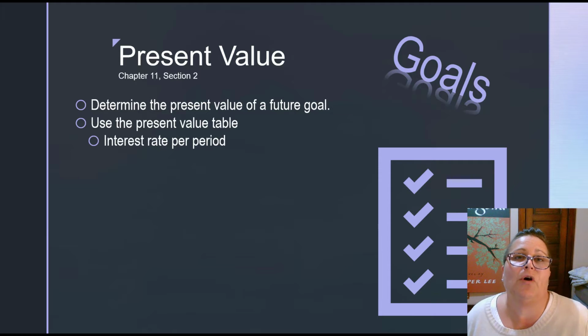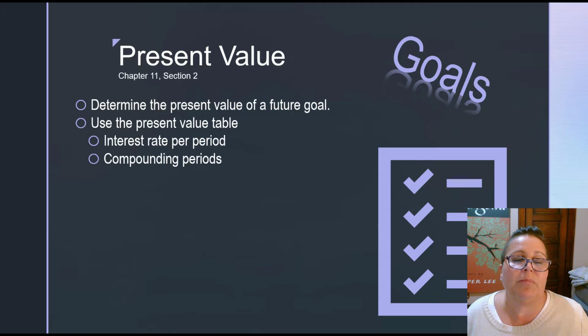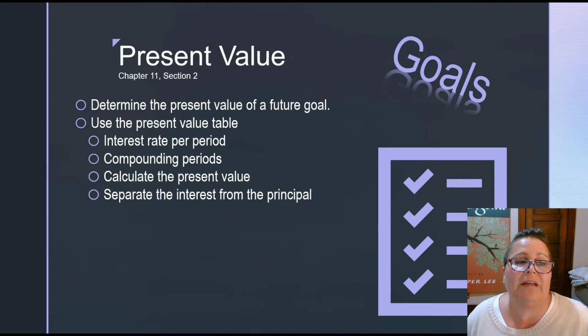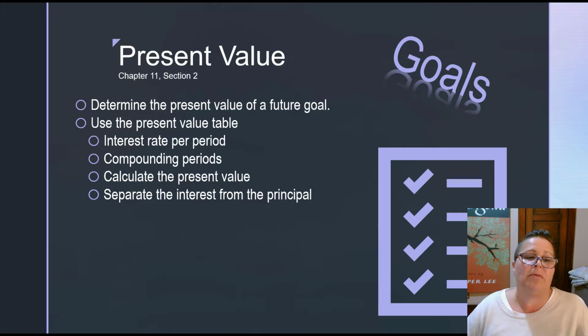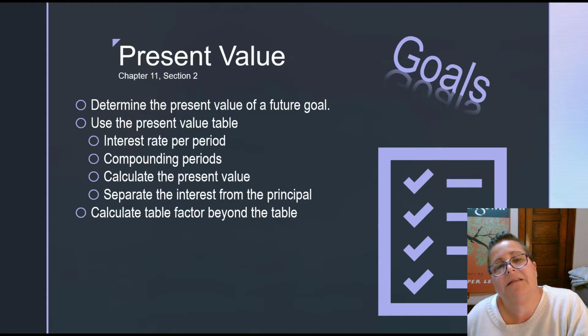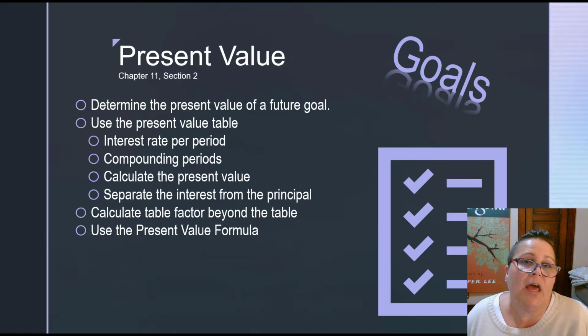We're going to use, first of all, the present value table, meaning we'll need to be able to find the interest per period, the number of compounding periods in a year, and totaled for the loan. We're going to use those to find a table factor and calculate the present value, and then separate the interest in that account from the compounded amount and from the present value of the account. We want to be able to calculate a new table factor, one beyond the table that you have access to, and we want you to be able to use the present value formula.